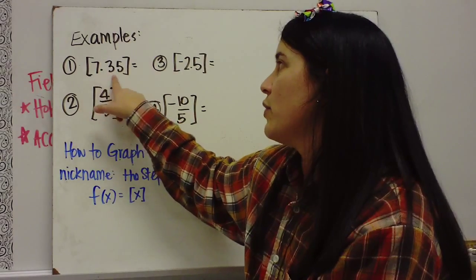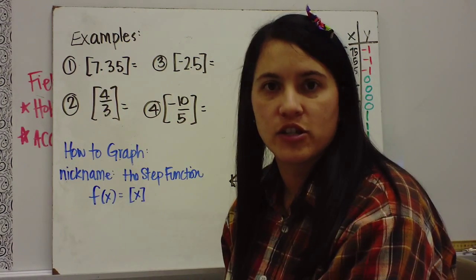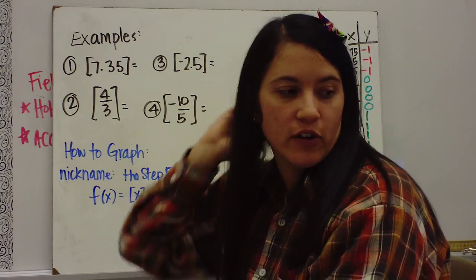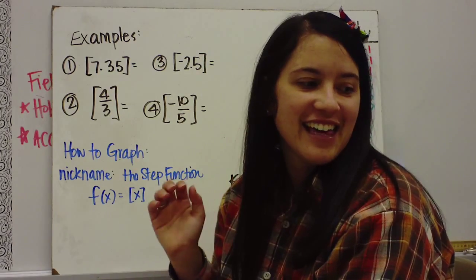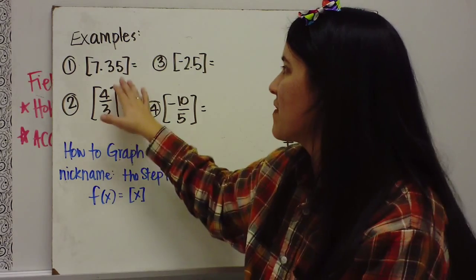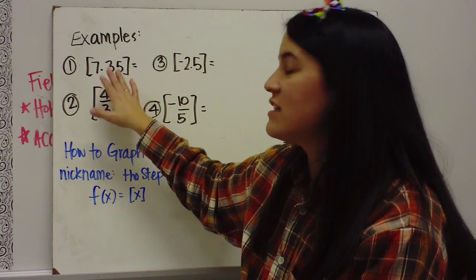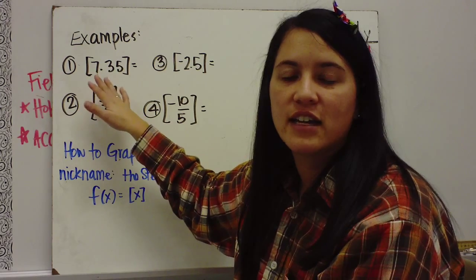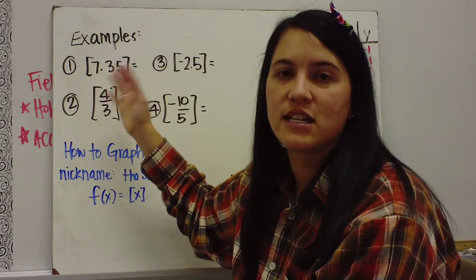If you had 7.35, notice how it's in brackets. When it's in brackets, that's how you know we're talking about the step function. The greatest integer without going over is 7. It's the greatest integer, and you can't use 8 because 7.35 doesn't go over 8.